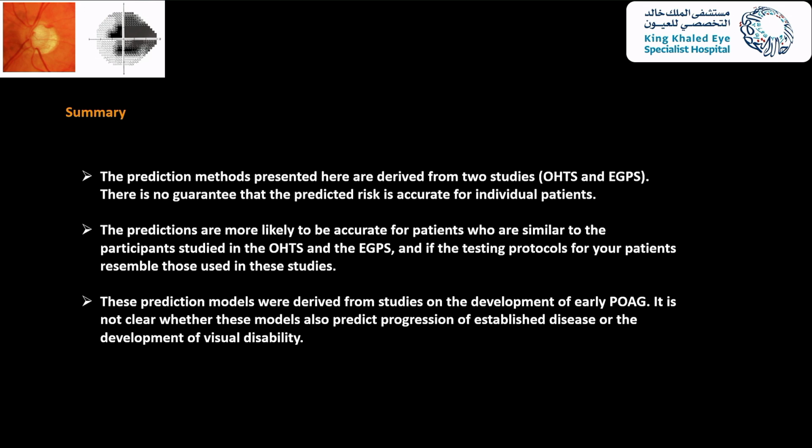So the prediction method presented here usually takes all the data from both studies, from the ocular hypertension study and from the European Glaucoma Prevention Study. And usually you cannot apply all this data to your patient. Sometimes there is a variable measure that you need to change during the follow-up.